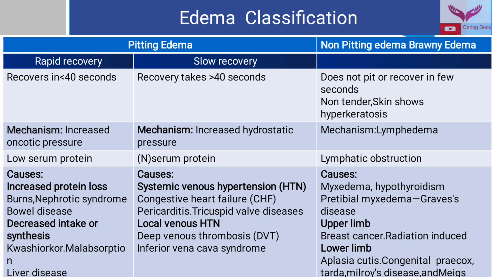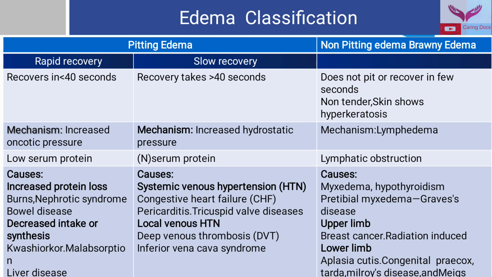We can classify edema as pitting edema and non-pitting edema, and pitting edema can be further sub-classified into whether there is rapid recovery or slow recovery. The pitting edema, if it shows rapid recovery, recovers in less than 40 seconds, and pitting edema with slow recovery shows recovery slightly delayed. It may take more than 40 seconds. The mechanism involved in the rapid recovery pitting edema is decreased oncotic pressure, whereas the mechanism involved in slow recovery pitting edema is increased hydrostatic pressure.